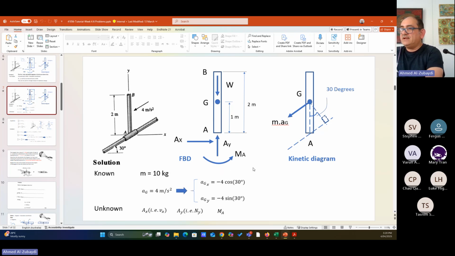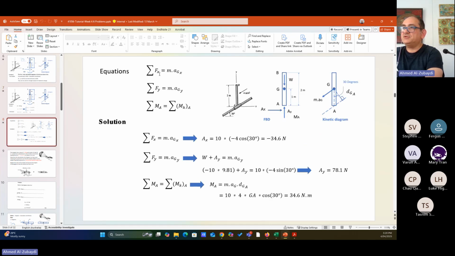We're going to use the I_G value, of course. The acceleration can have an x component and a y component, and we come to the equations here. You can see the three equations: the sum of forces in the x-axis equals the mass multiplied by the acceleration component in x; in the y-axis, the mass multiplied by the acceleration in y; and the moment around point A in the free body diagram equals the moment in the kinetic diagram. We just applied that. We didn't employ I_G because there's no rotation.